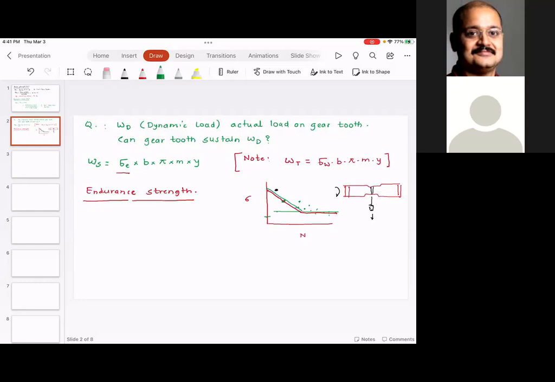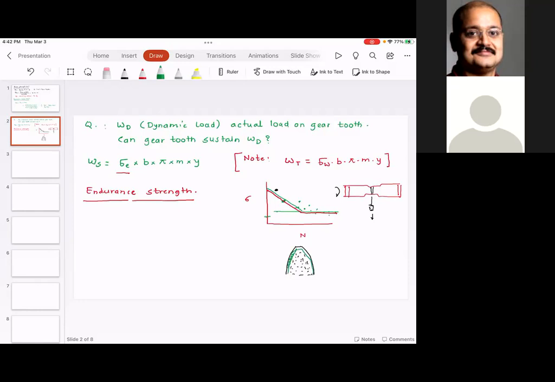Now, I have to caution you. There are two types of endurance strengths. Look at the gear profile. There is something called the core endurance strength, which is the strength of the material here. And there is something called the surface endurance strength, which is the endurance strength of the material over here.